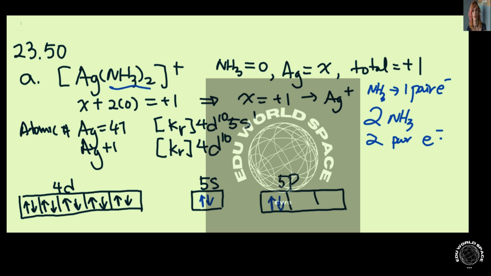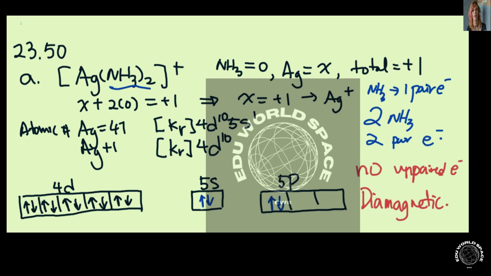This is what the outermost orbitals look like for the complex. If we look at the electrons, all of them are paired up, so there are no unpaired electrons. So the complex is diamagnetic. Alright, so this is part A.